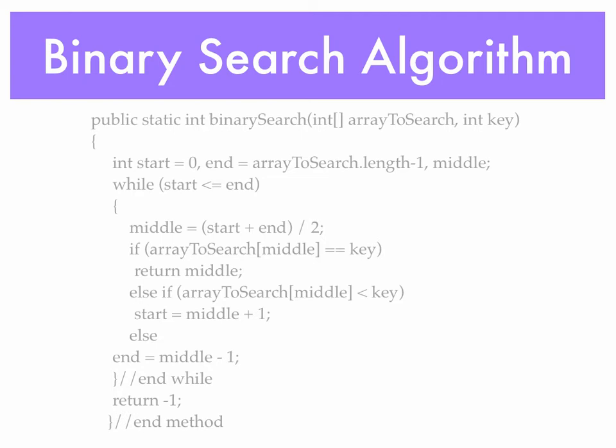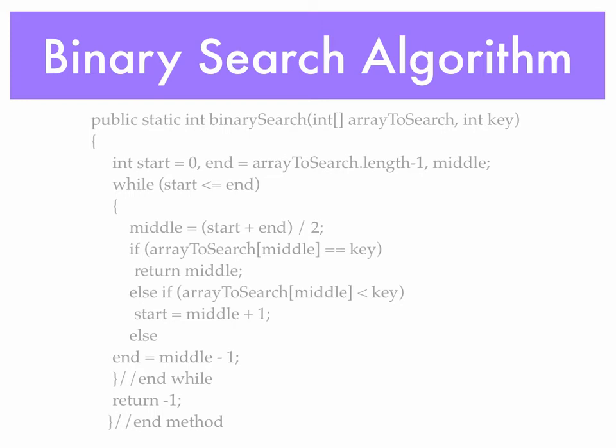So we'll establish 3 int variables: start, end, and middle. Start, we give a value of 0. End, the value assigned to it is the length of the array we're searching, minus 1, and middle doesn't have a value yet. We'll go through this while loop as long as start is less than or equal to end. That is, there's something to search through.